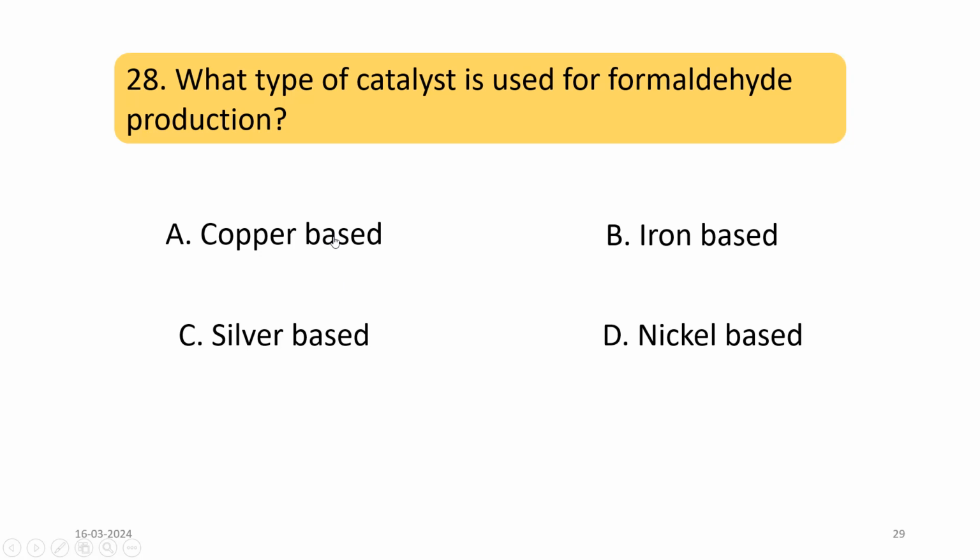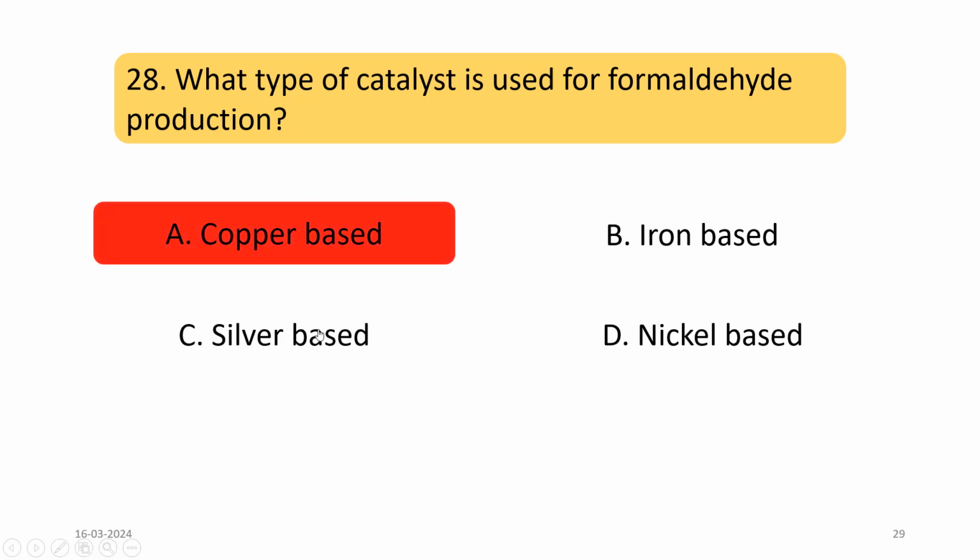So the answer is silver based. Copper based catalyst is used for methanol production. But now from methanol to formaldehyde production, silver based catalyst is used. Okay. Next question.